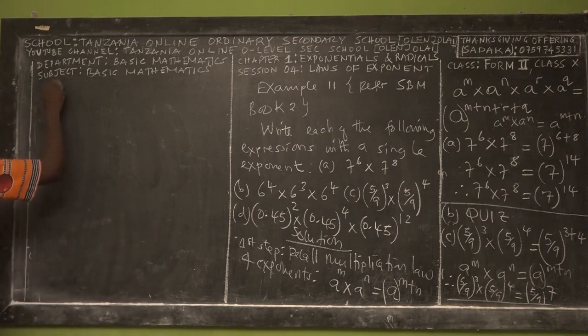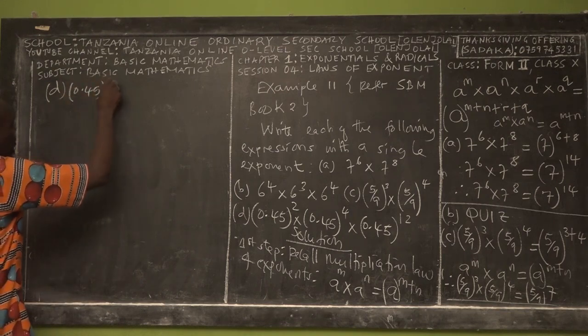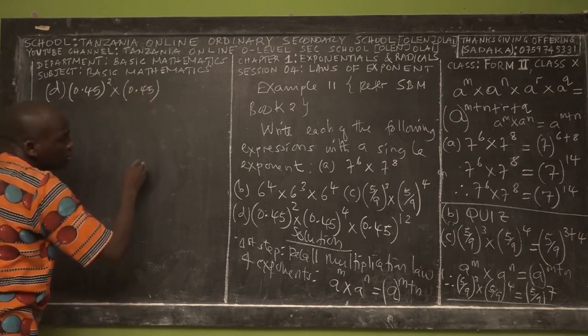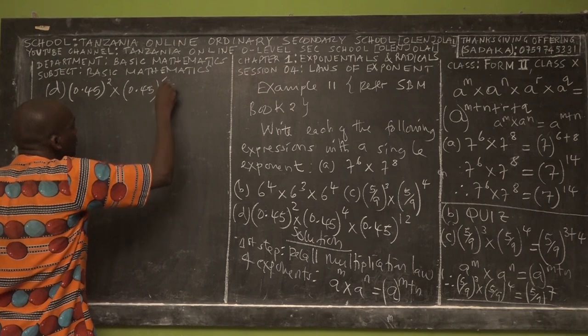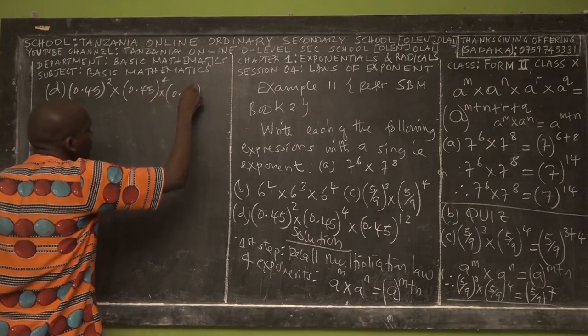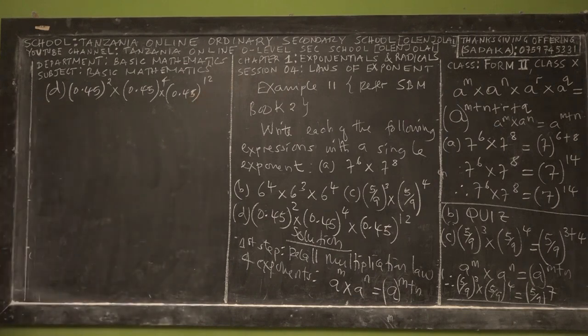So now we have a decimal base, right? We have 0.45 power 2, multiplied by 0.45 power 4, multiplied by 0.45 power 12. So what should you recall? How many exponents do you have?